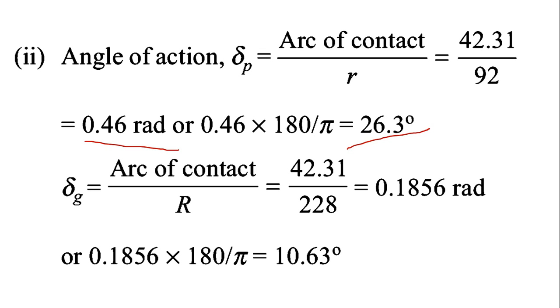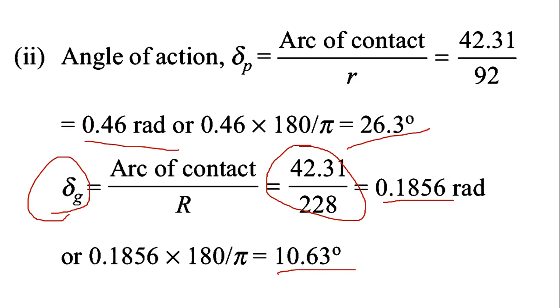Then the arc of contact divided by r gives the angle of action for the gear, delta g. The same way we use for the gear part. So you get around 0.1856 radians or 10.63 degrees. Okay. So just confirm whether you are getting the same answers.